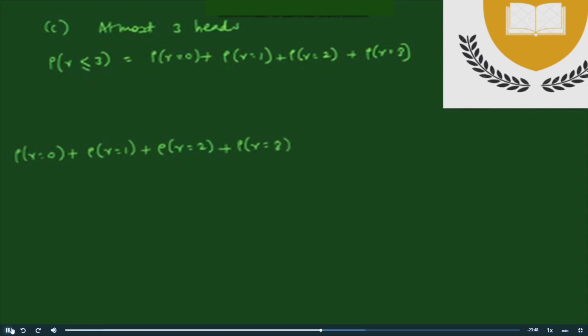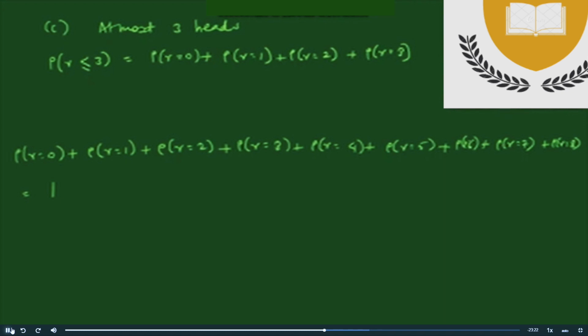This portion is the solution for the third part, plus if I add P of R equal to 4 plus P of R equal to 5 plus P of R equal to 6 plus P of R equal to 7 plus P of R equal to 8, this is the whole thing. If I add everything, I am going to get 1. Is it not? I will get 1, right?